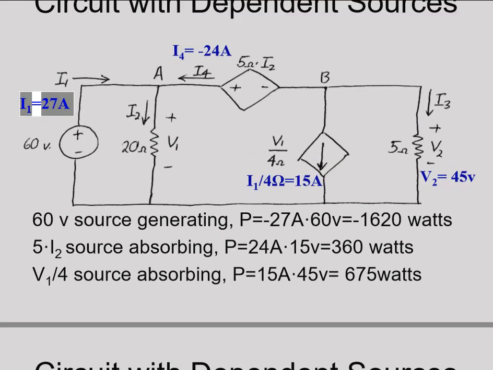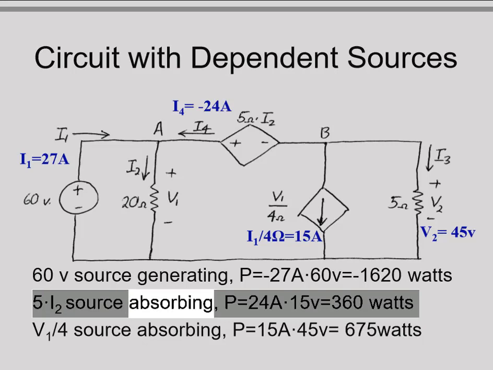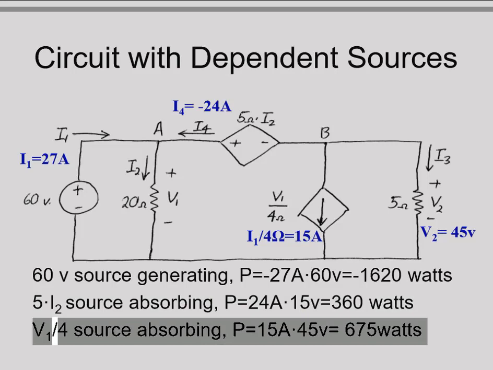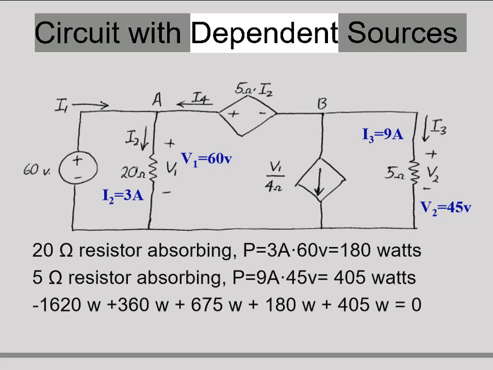Circuit with dependent sources: the 60 V source is generating, P = -27 A × 60 V = -1620 watts. The 5 I2 source is absorbing, P = 24 A × 15 V = 360 watts. The V1/4 source is absorbing, P = 15 A × 45 V = 675 watts. I1 = 27 A, I4 = -24 A, V1/4 Ω = 15 A, V2 = 45 V.